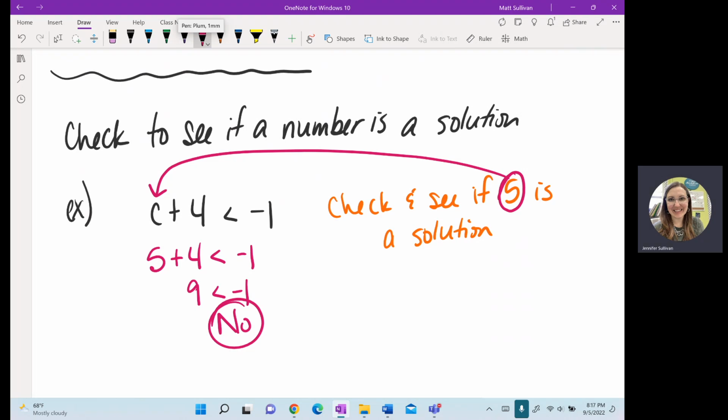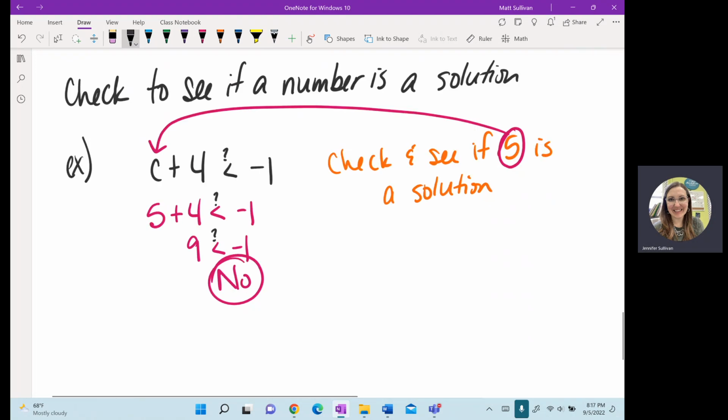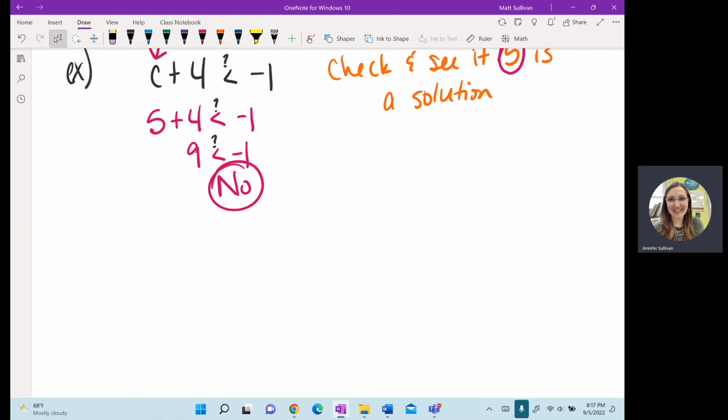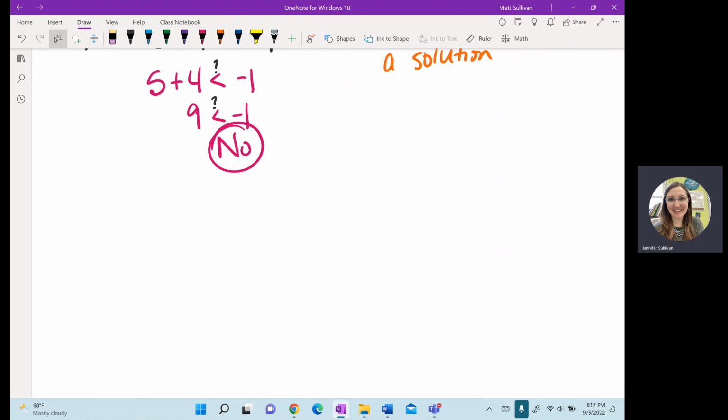We're just taking the number that they're asking us to check, we plug it into the original, and sometimes in textbooks, they'll even put like a little question mark above the inequality like that to show that we're checking. We're not sure. And then we get our answer no. Let's try another one.